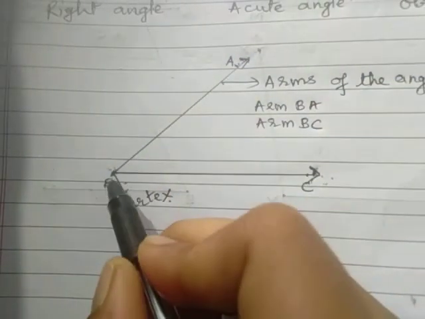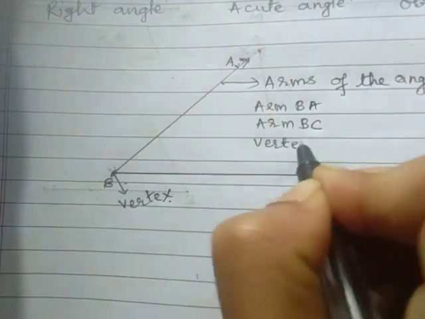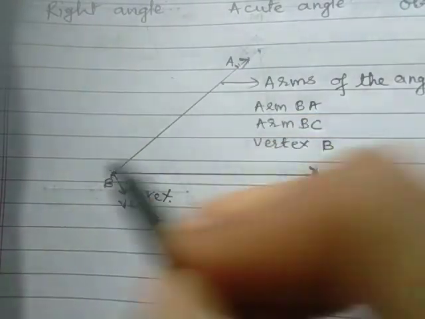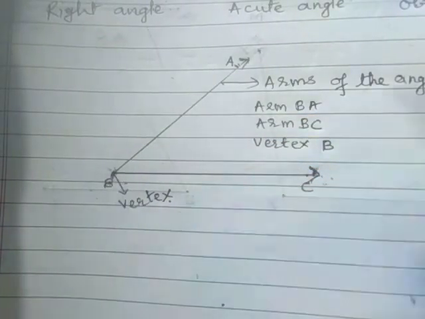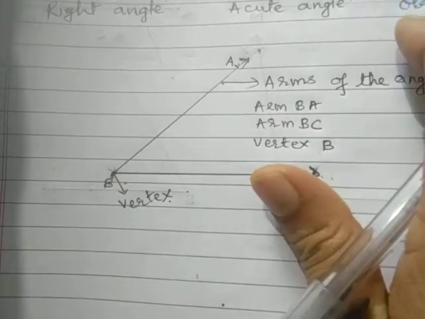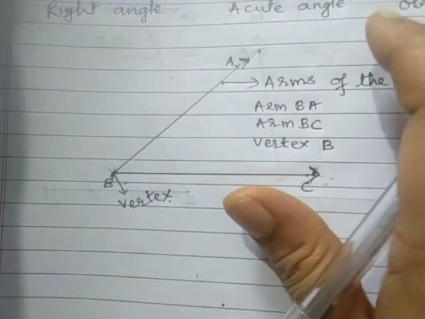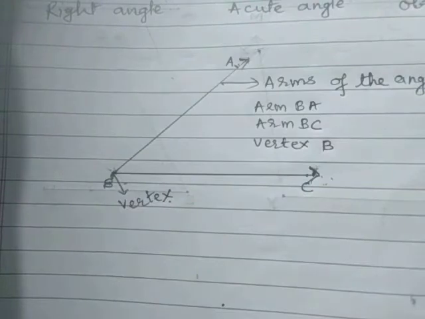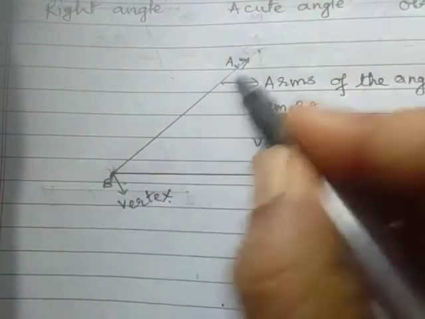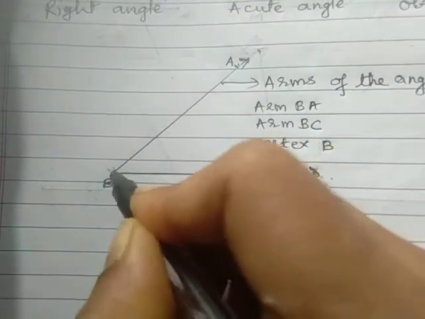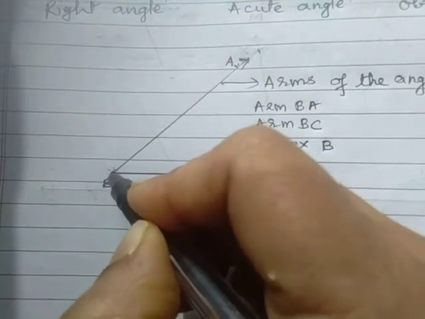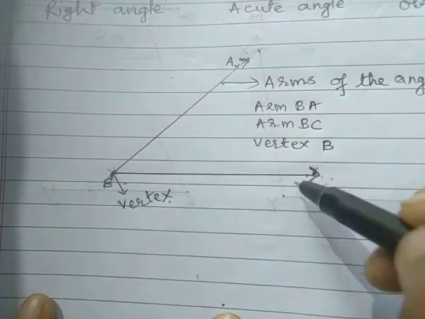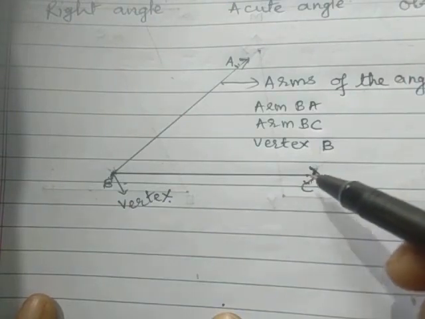Next, the name of the vertex here is vertex B. Fine. Now we have learned that an angle has two arms and one common point called the vertex. Now, how to name an angle? Whenever we are naming the angle, we always use three letters, or maybe sometimes even a single letter. But a single letter will be used only if the angle is like this. But if there is more than one angle at one common point, then we will always name it with three letters.